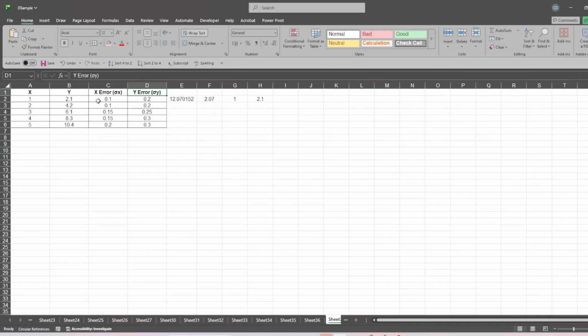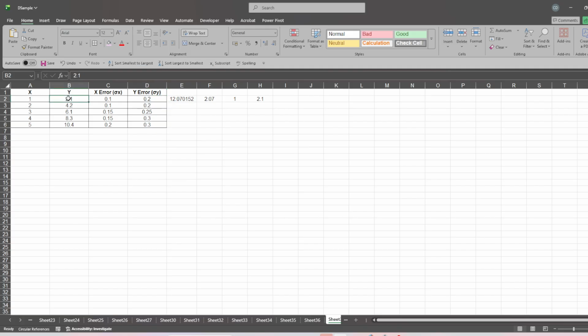To follow along, enter your sample data into the sheet. You'll want your x values in column A, your y values in column B, the standard deviation or error for x in column C, and the standard deviation or error for y in column D. For this example, use 5 rows of data with x values 1.0 through 5.0, y values 2.1, 4.2, 6.1, 8.3, and 10.4. Then enter the corresponding x and y errors in columns C and D.